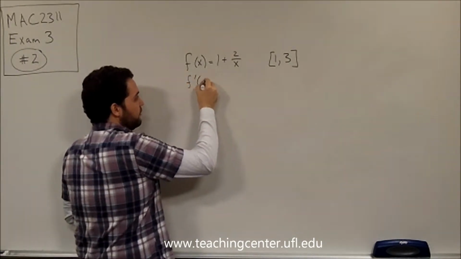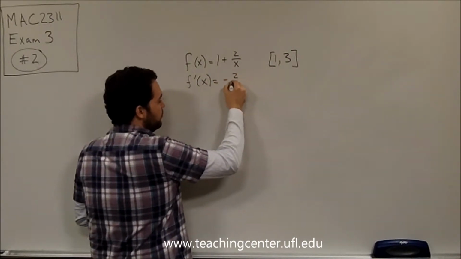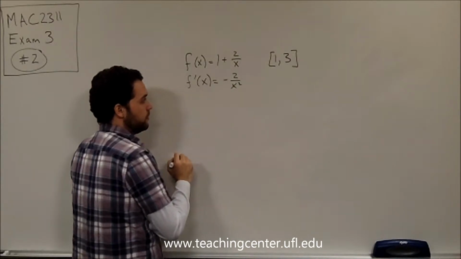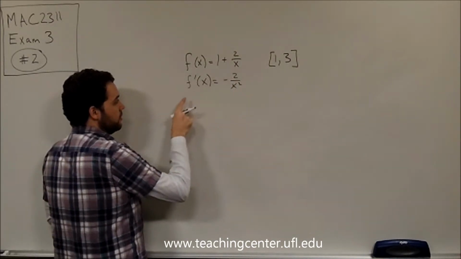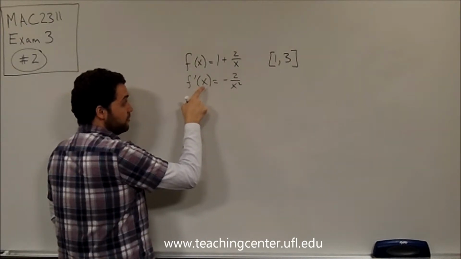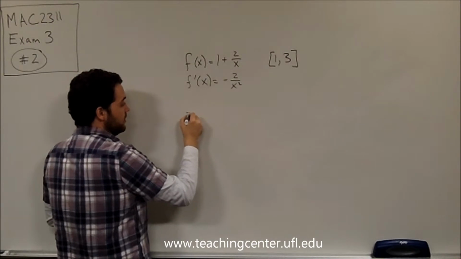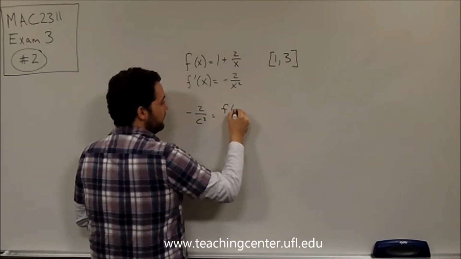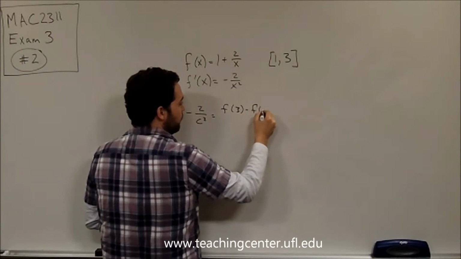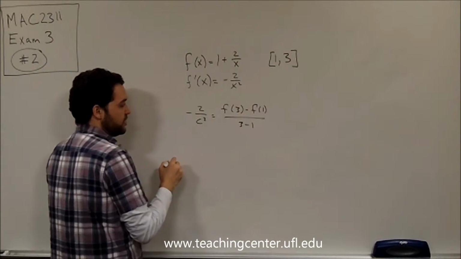So we need to take the derivative, because we're going to use that in a bit. The derivative of this, the 1 goes away, and this just becomes negative 2 over x squared. So now the theorem states that f prime of some value c would be equal to the average rate of change on this interval. So that means negative 2 over c squared is equal to f of 3 minus f of 1 all over 3 minus 1. Now we just need to solve that equation.